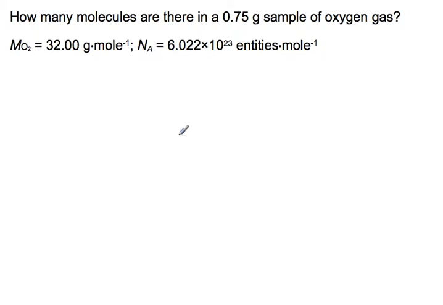So here's a question: how many molecules are there in 0.75 grams of oxygen gas? There's the molar mass of oxygen gas, 32.00 grams per mole, and there's the Avogadro constant. We're going to have to use both of those conversion factors. So we'll do this in two steps. If we're starting with the mass, the first thing we want to calculate is the number of moles of oxygen. And how do we do that? Well, it's mass times a conversion factor.